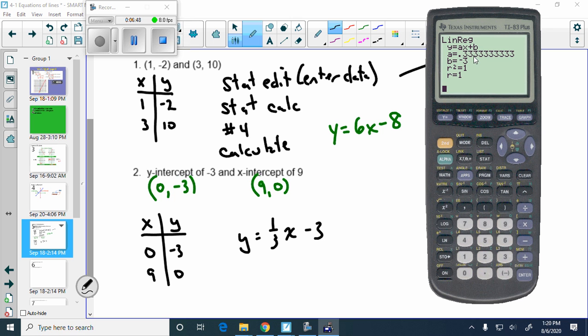If you wanted to use the decimal here, that's okay, but this is certainly equivalent to that. And I notice that my y-intercept of -3 appears right here because that's where the y-intercept is.